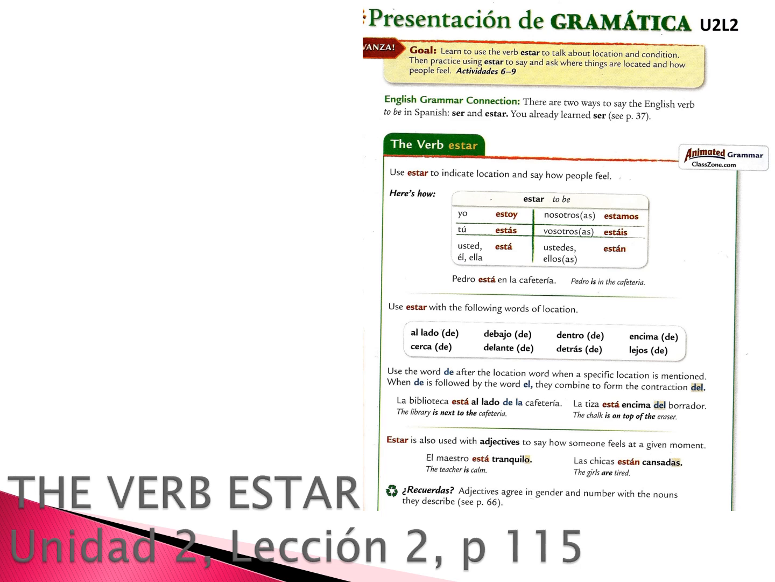Estar is also used with adjectives to say how someone feels at a given moment. El maestro está tranquilo. The teacher is calm. Las chicas están cansadas. The girls are tired. ¿Recuerdas? Adjectives agree in gender and number with the nouns they describe. If that sounds foreign to you, check out page 66 to help recall what that is all about.